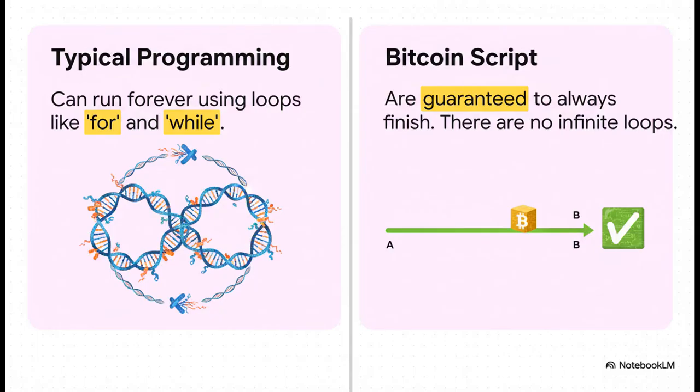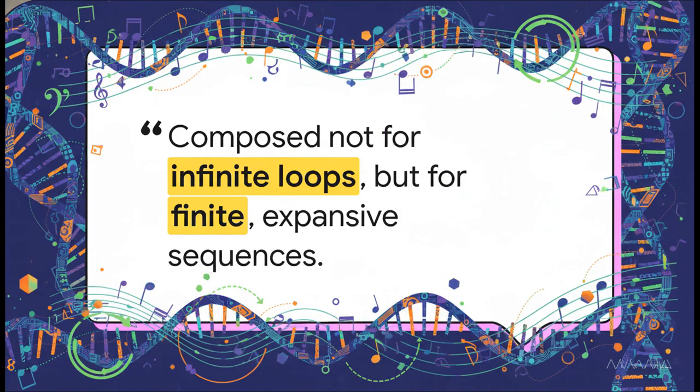Okay, here's the key difference. Most programming languages you've ever heard of use things called loops, commands that let a program repeat a task over and over, sometimes forever. Bitcoin script was designed without infinite loops, on purpose. Every single script is guaranteed to run and then stop. It has to finish. But this isn't a weakness. It's a core design principle. One source describes it perfectly, calling it a system composed not for infinite loops, but for finite, expansive sequences. It's like a piece of music that's designed to have a final note.